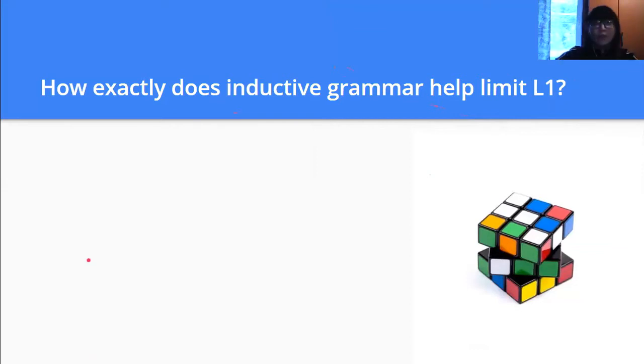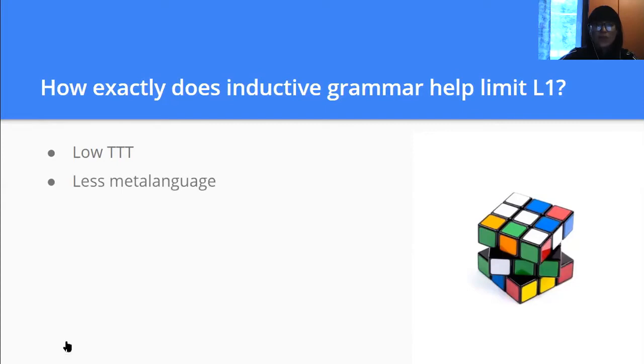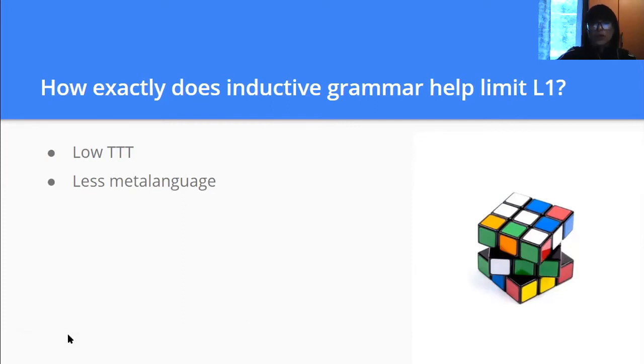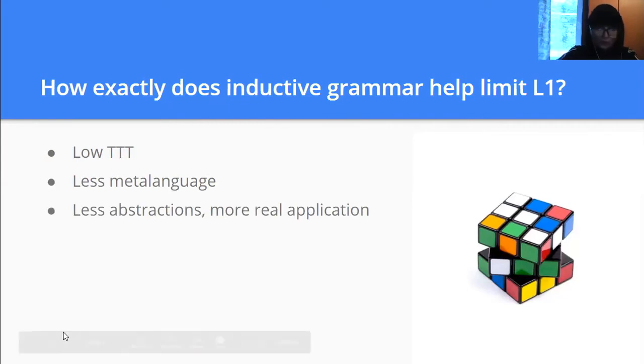And again, many minds, but still, if you are following the inductive grammar approach, I do believe that your TTT might be lower than you might expect. After that, you might use less meta-language. I'm talking about such terms as predicate, adjective, adverb, and so on. In this particular case, if you are constantly following just the inductive grammar approach, you don't have to overload your students with these terms. And of course, there are more applications, real cases, rather than just abstractions.